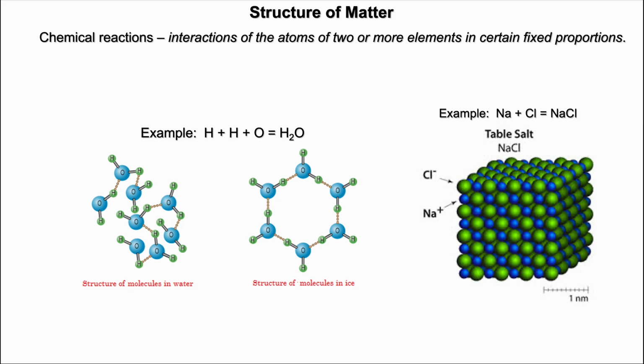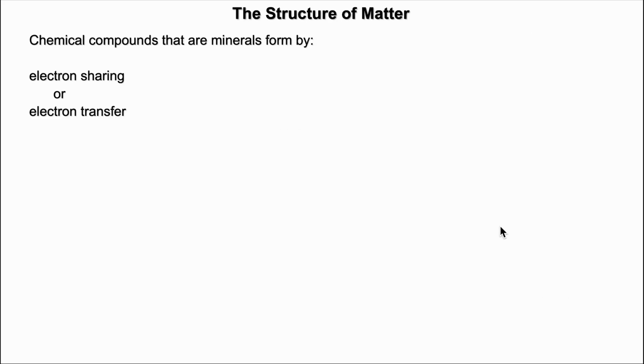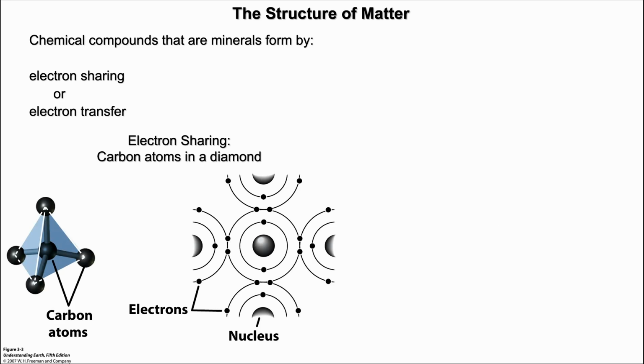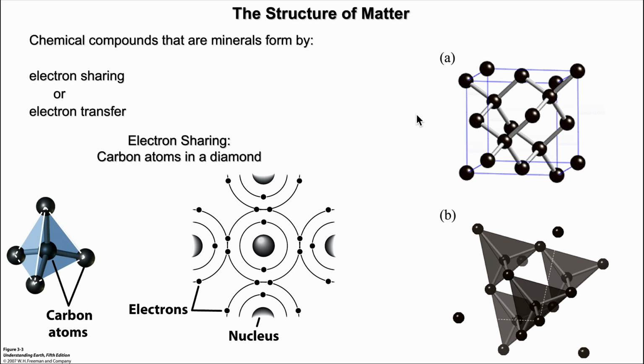Another common example is sodium chloride, which we call table salt, or its mineral name, halite. This is composed of sodium atoms, which are the positive cations, and chloride ions, which are the negative anions, in this crystal structure. Now, these chemical compounds that form minerals can do so by electron sharing or by electron transfer. In electron sharing, the carbon atoms in a diamond are arranged in a specific way. All of the carbon atoms share their electrons with other carbon atoms, and that takes this form crystallographically. They're little tetrahedrons of carbon all linked together.